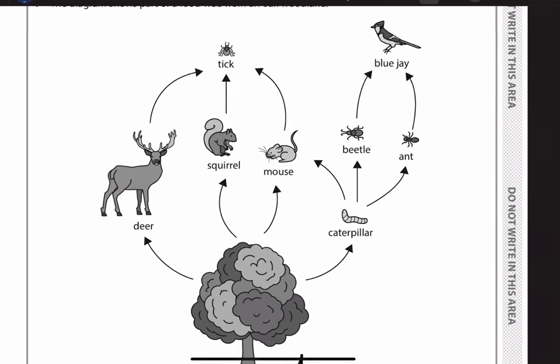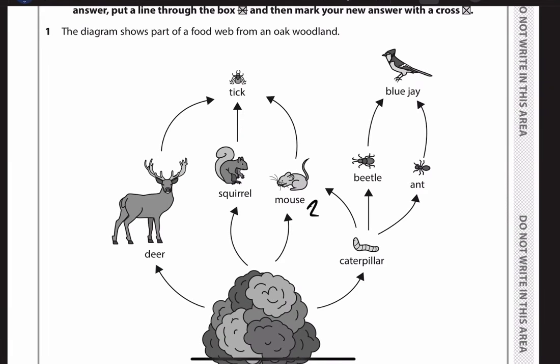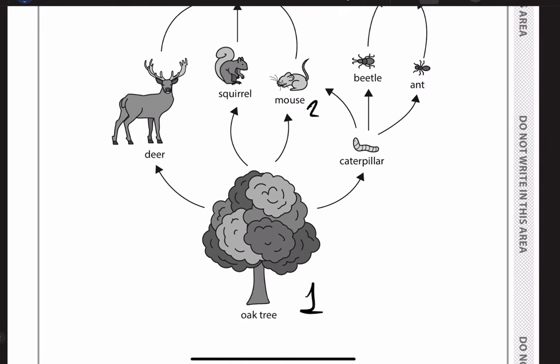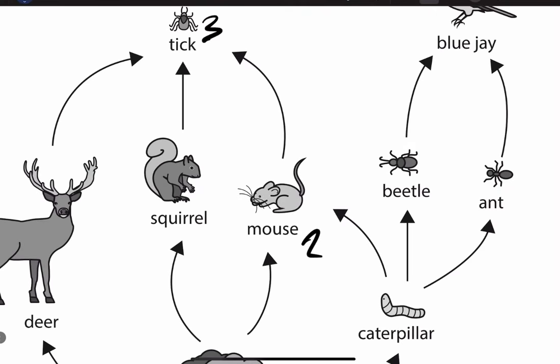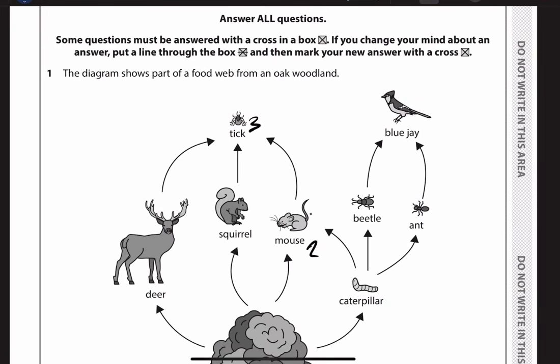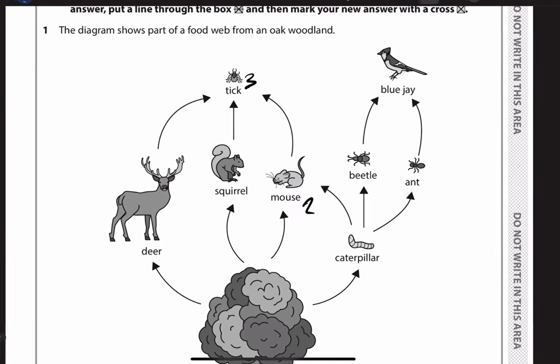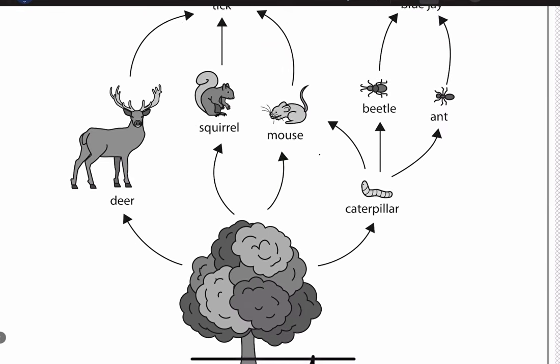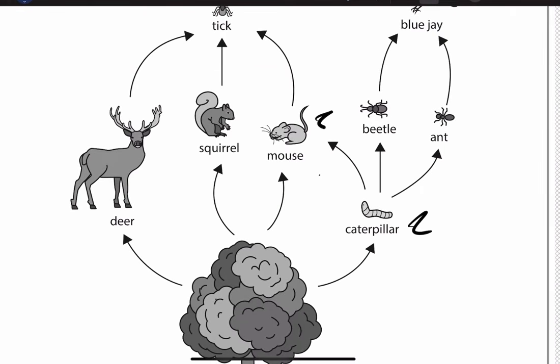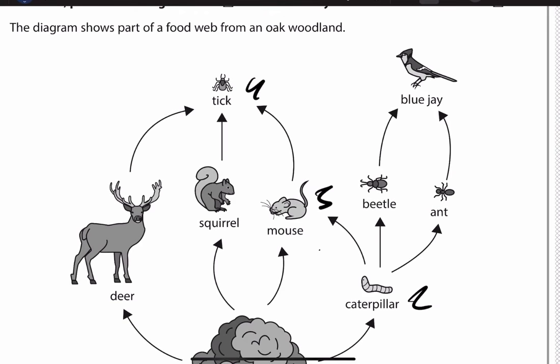Now, if we did the standard pathway of oak tree to mouse to tick, that would be 3 trophic levels, right? Because you can see that oak tree is trophic level 1, and then it goes 1 arrow, then our primary consumer mouse, and then our secondary consumer, which leads to 3 trophic levels. But if we want 4, we have to take a different path. So we can take the path of the caterpillar. The caterpillar is at trophic level 2, which then goes to the mouse, trophic level 3, tick 4.